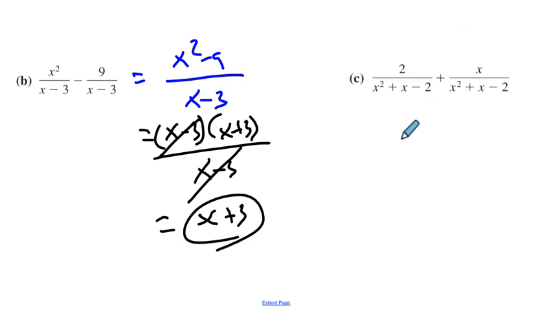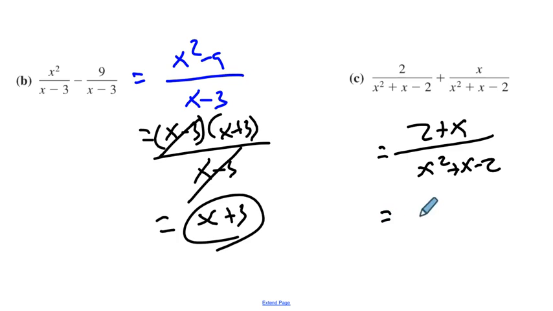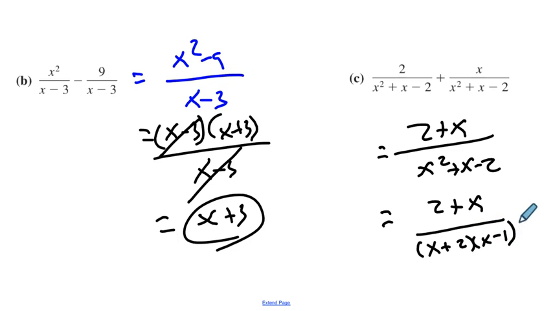Same thing over here. We have a common denominator of x squared plus x minus 2, and 2 plus x. We can't stop there because if we can factor, let's do that, and then we can see if we can simplify anything. So if I leave my numerator 2 plus x, I can factor the denominator to be x plus 2 and then x minus 1.